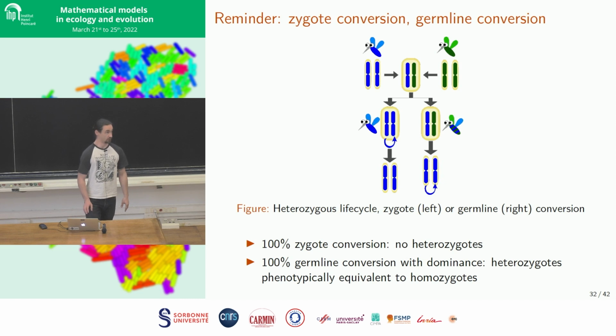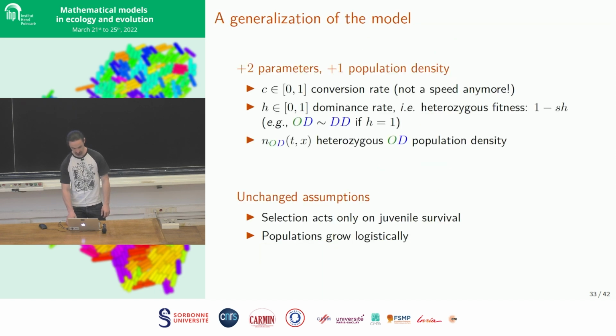I want to remind first this figure. On the left, you have this life cycle of heterozygotes. On the left, you have the case of conversion in the zygote, early conversion. On the right, you have the case of late conversion in the germline. And again, the two cases that I call reducible are the cases where you have full conversion, and if it's germline conversion, if you have dominance of the drive allele. So when you are not in one of these two reducible cases, what do you obtain?